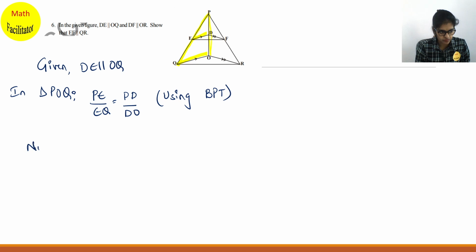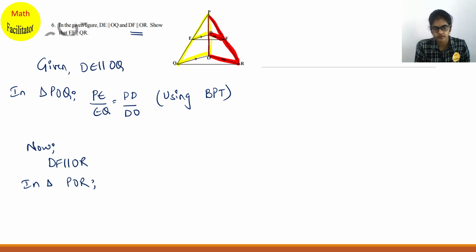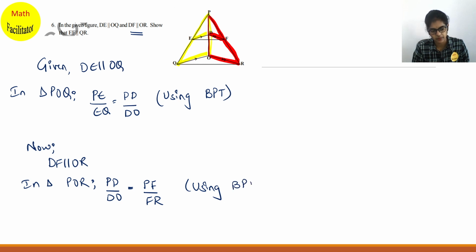Next. Okay, now what is given? See, DF is parallel to OR. So where is DF? Let's use another color. See, DF is here. DF is parallel to OR. Okay, so which triangle are you getting here? This is the triangle. So DF is parallel to OR in triangle POR. What can you write? PD by DO is equal to PF by FR. This is also using BPT. So this is equation 1, this is equation 2.